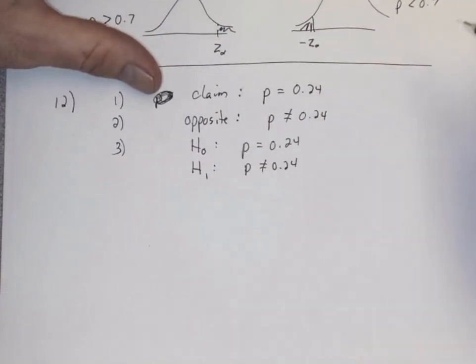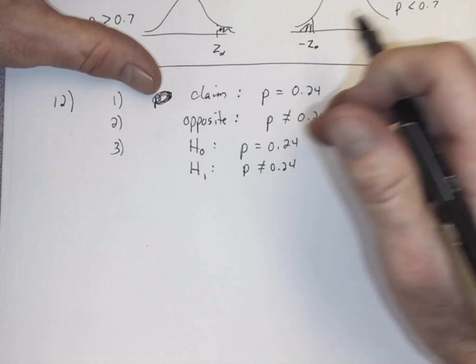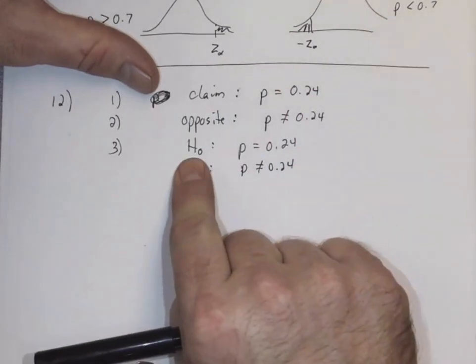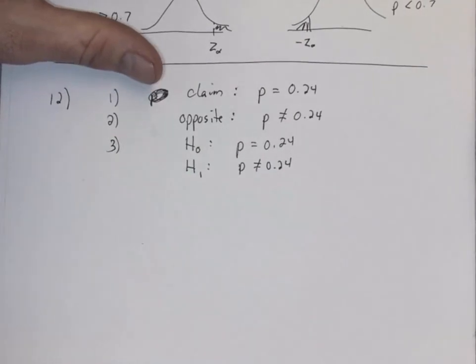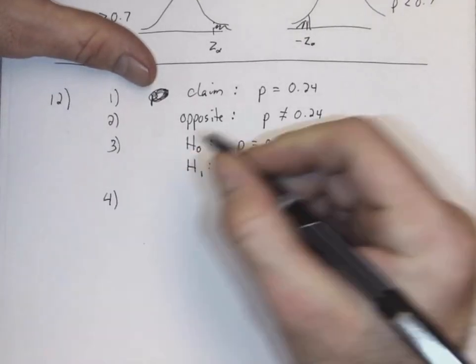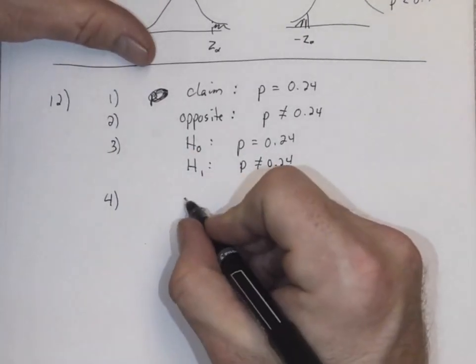So I don't have equals here because I have an equals right here. It looked funny with the equals. So the null hypothesis is proportion is equal to 24%. All right, so now number 4 asks us to talk about alpha, like what is our significance level?